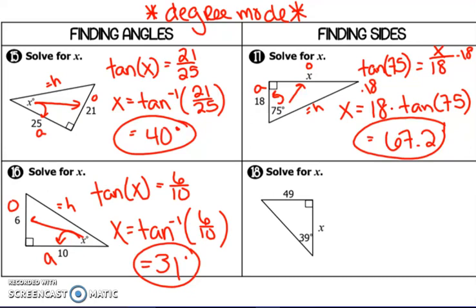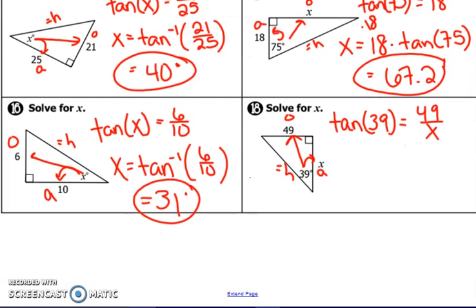For the last one, again, if we look at our hypotenuse, we don't have one, so that tells me we're using tangent. If I go opposite 39, I have 49. And if I go adjacent or next to it, I have x. So my tangent of 39 is going to equal 49 over x. We need to get rid of the fraction, so I'm going to multiply by x on both sides. So x times the tangent of 39 is equal to 49.